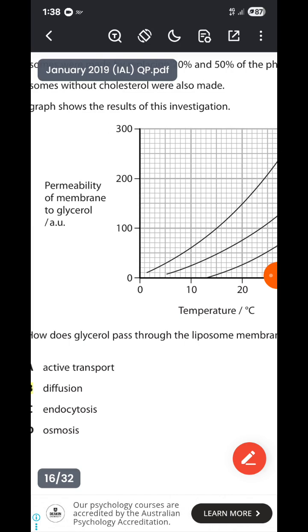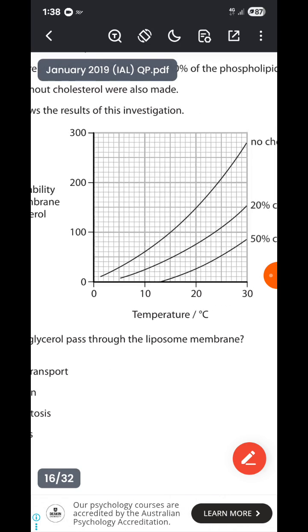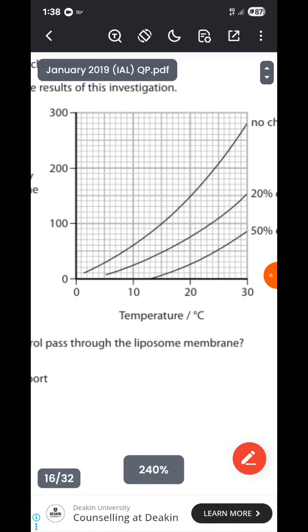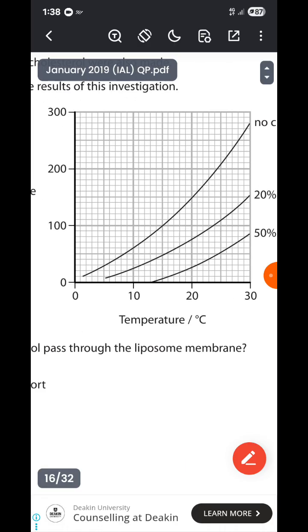We know about the permeability, how the permeability increases. That means with no cholesterol, the permeability is really high. But you must consider temperature as well, because they have given temperature. So it's really important in Edexcel papers to study graphs, because if they give two axes, we must always look at both the axes and see how one axis affects the other.